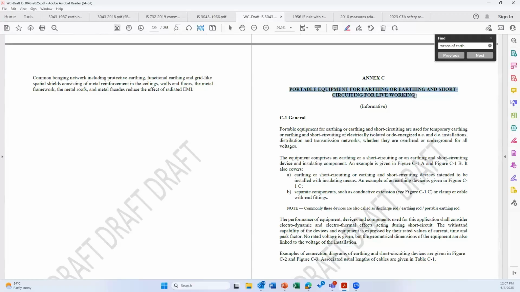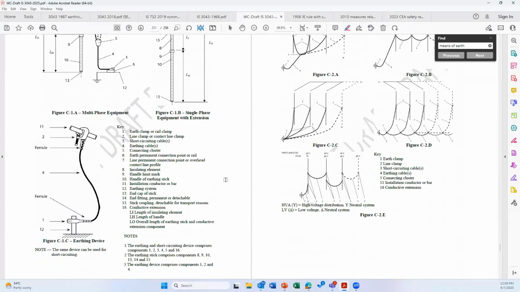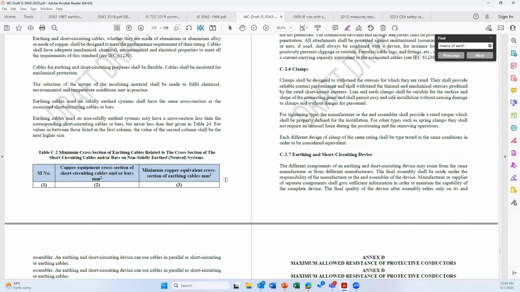Portable equipment for earthing, or earthing and short circuiting, for live working. If you have a live line, how to make the earthing of the overhead conductors before jumping or before making a maintenance. This information is taken from the IS standard and is being included.